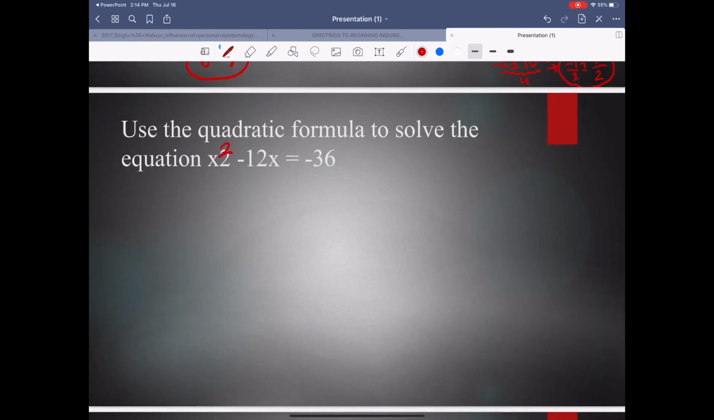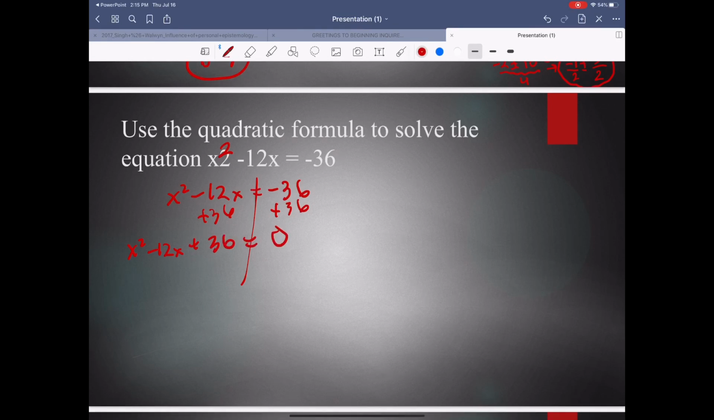I have x squared right there. So I'm gonna go ahead and rewrite it. So I got x squared minus 12x is equal to negative 36. So first thing I noticed is that it is not in standard form, so I need to get it into standard form. You've got a couple options. You can move 2 terms to the right or 1 term to the left. I'm gonna make it easier for me, so I'm gonna move the 1 term to the left. So plus 36 to both sides. That gives me x squared minus 12x plus 36 is equal to 0.